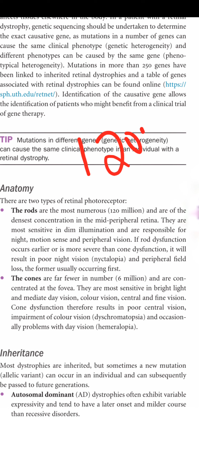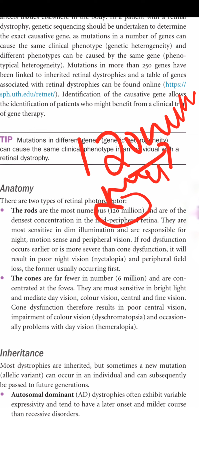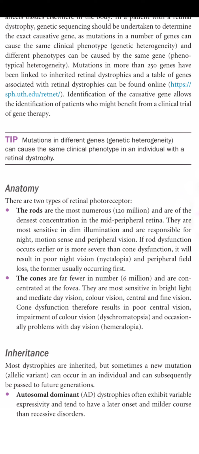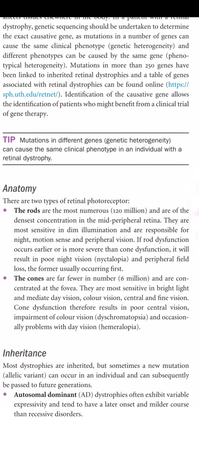So almost 120 million rods are present in the retina, and they are denser at the mid-periphery. They are the most sensitive in dim illumination and are responsible for night vision, motion sense, and peripheral vision. If rod dysfunction occurs earlier or is more severe than cone dysfunction, it will result in poor night vision, which is known as nyctalopia, and peripheral field loss, the former usually occurring first.